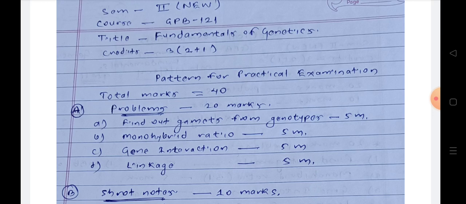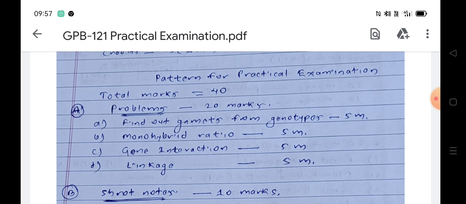So the first 3 problems we have already covered in theory lecture 1, that is how to find out the gametes from the following genotypes, monohybrid ratio 3:1, and gene interaction in which we can study complementary, duplicate and additive gene interaction. The linkage problem we have to study in this lecture.